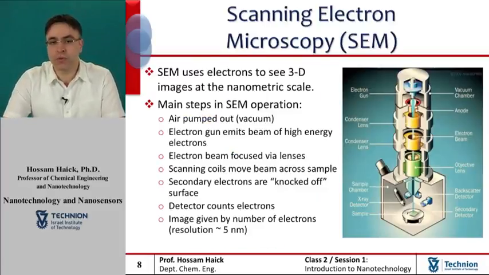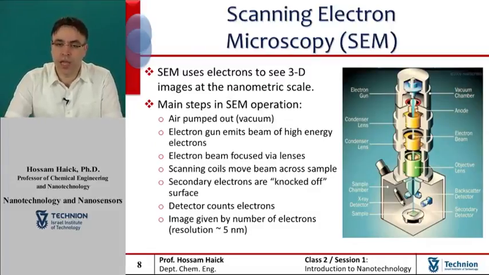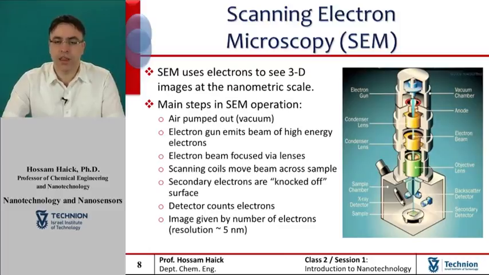We will move now to the scanning electron microscope. The scanning electron microscope, also abbreviated as SEM, uses a focused beam of high-energy electrons to generate a variety of signals at the surface of solid specimens. The signals that derive from electron-sample interactions reveal information about the sample, including external morphology, chemical composition, and the crystalline structure and orientation of the material making up the sample.